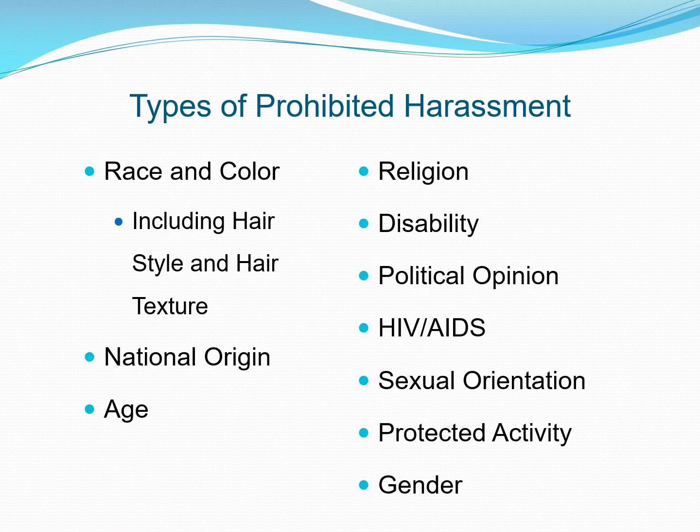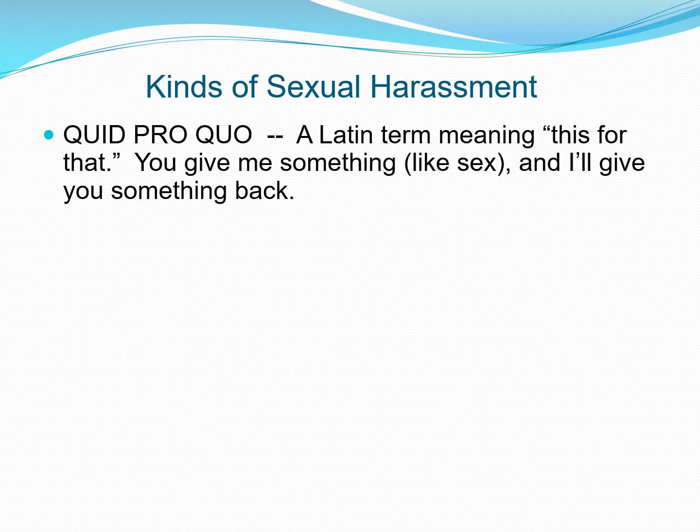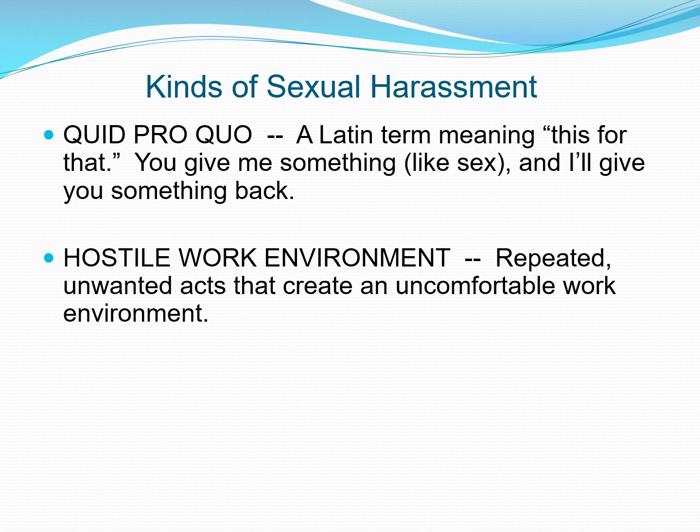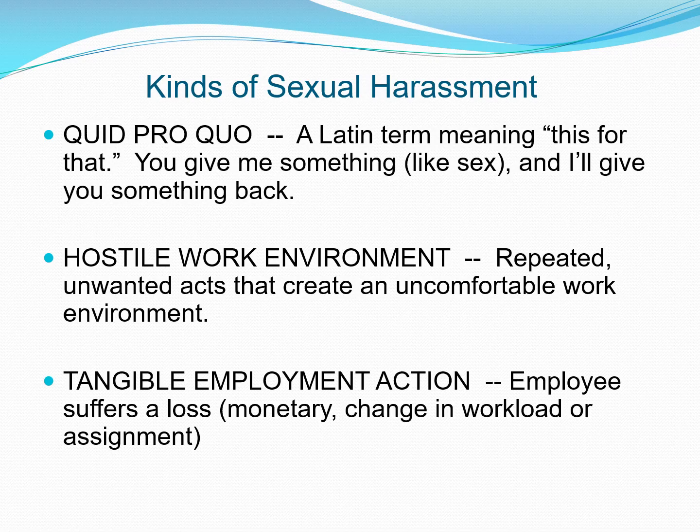So then we have here types of prohibited harassment. This is race and color, including hair style and texture, national origin, age, religion, disability, maybe political opinion, HIV or AIDS, sexual orientation, protected activity, or gender. Now we get into kinds of harassment. First off, we have quid pro quo, which is a Latin term meaning this for that. Then we have a hostile work environment. This is repeated unwanted acts that create that uncomfortable working environment. Then lastly, we have that tangible employment action, which was mentioned a few slides back. This is where an employee suffers a loss.